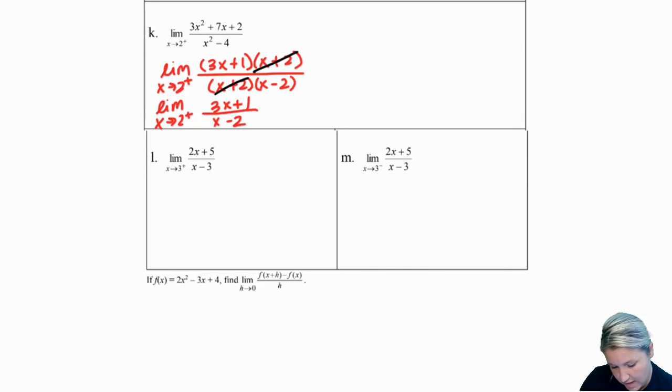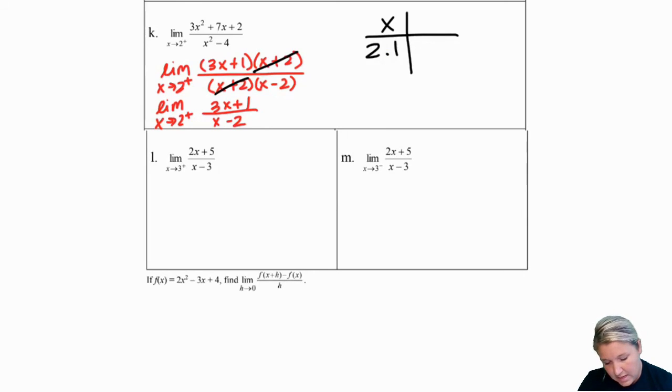So I still would get a 0 in the denominator, okay? But since I'm looking at it from the right, I'm going to come over here and do my little table like we've done before, where I'm going to pick a number that's slightly bigger, so 2.1, for 3x plus 1 over x minus 2. So when I plug in 2.1, I'm going to get a positive value over a positive value, which is going to give me a positive. So this is going to be positive infinity.